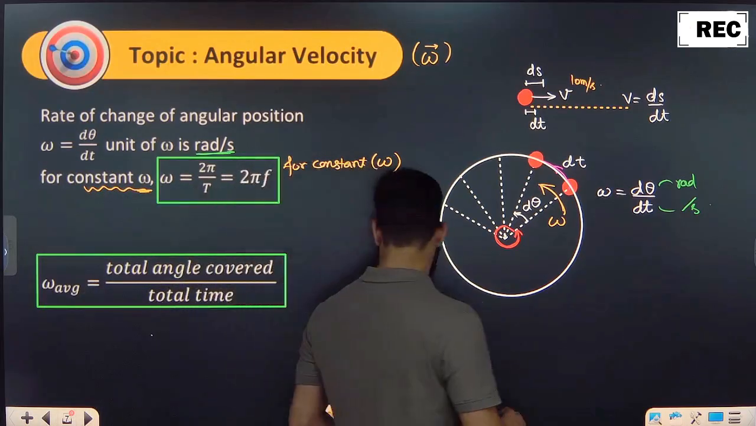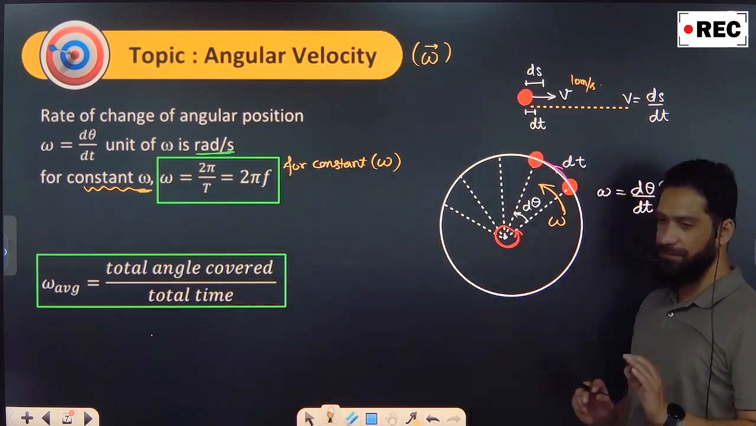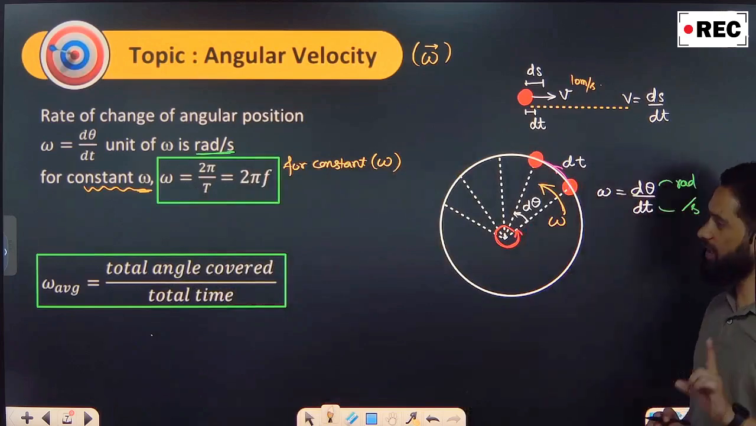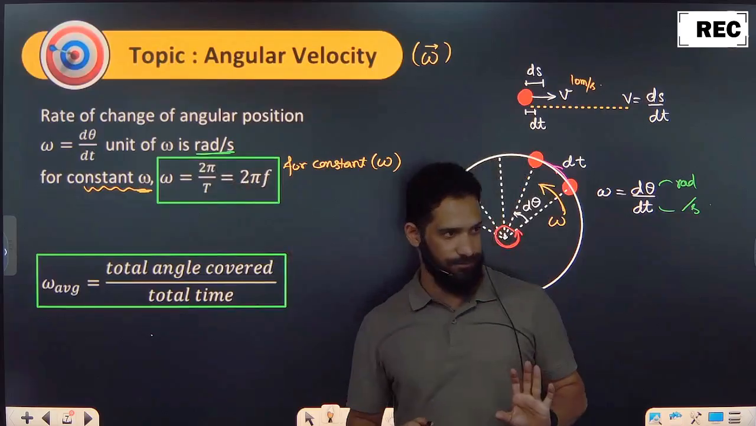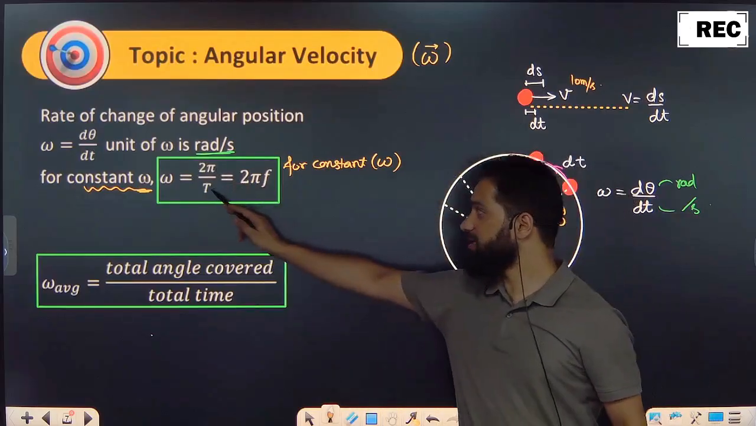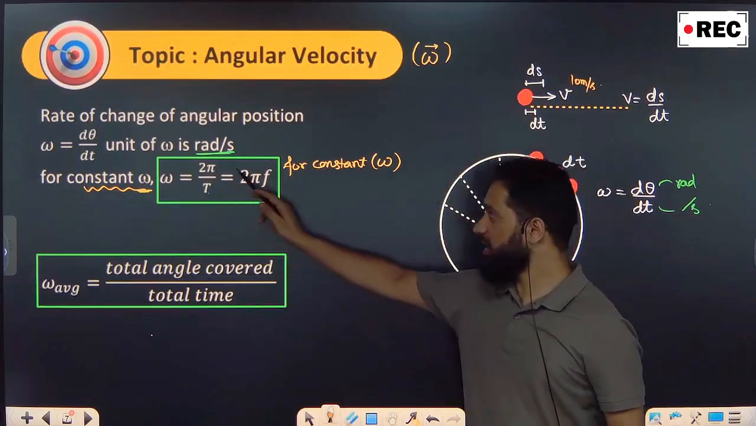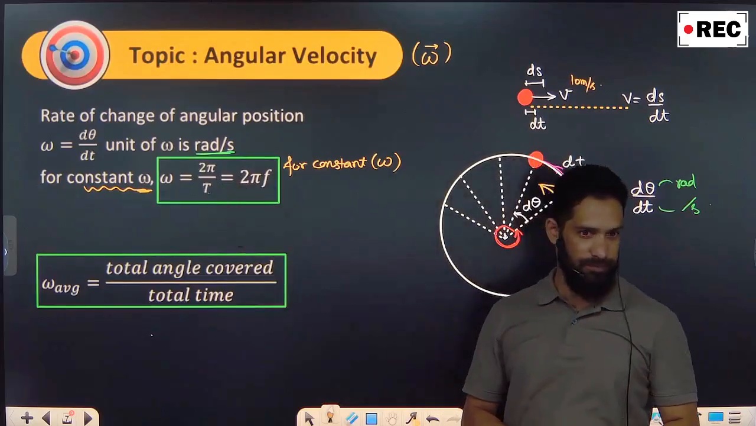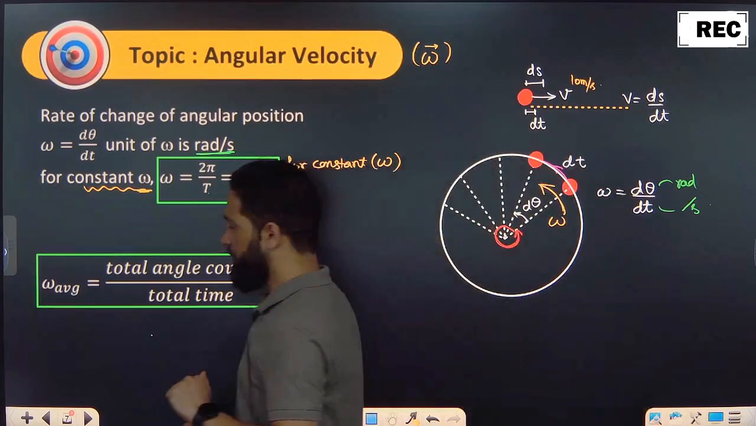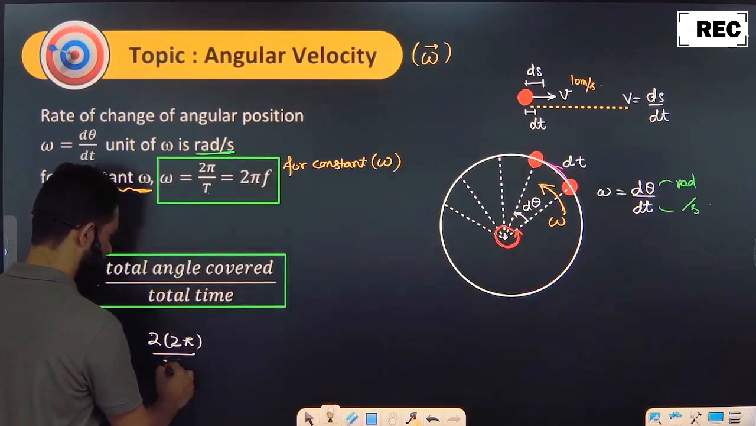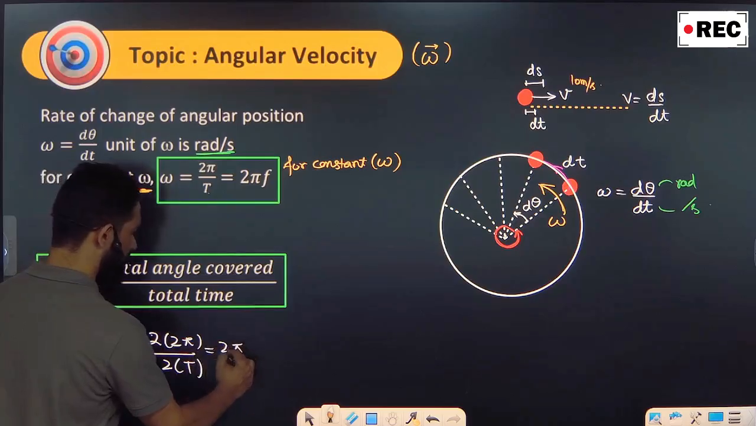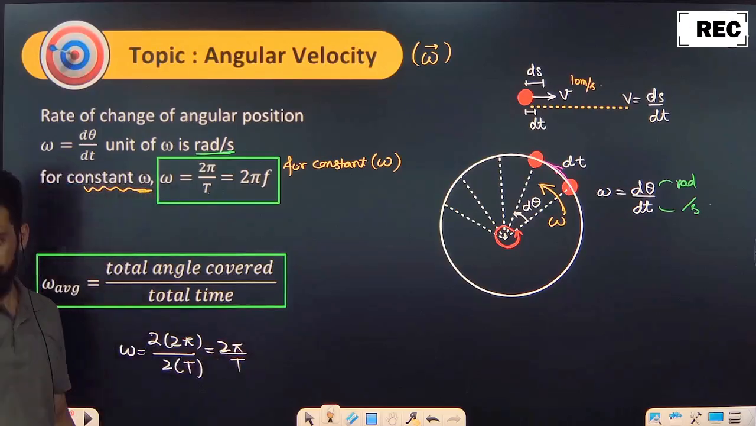So tell me, in one revolution, if omega is constant, how much angle is it subtending? 2 pi. Time taken is T. So how much is omega? 2 pi by T, right? In 2 revolutions, how much is the angle subtended? 2 into 2 pi. How much is the time period? 2 into T. Omega comes out to be the same, 2 pi by T. So unless it is constant, it will always be 2 pi by T, right?